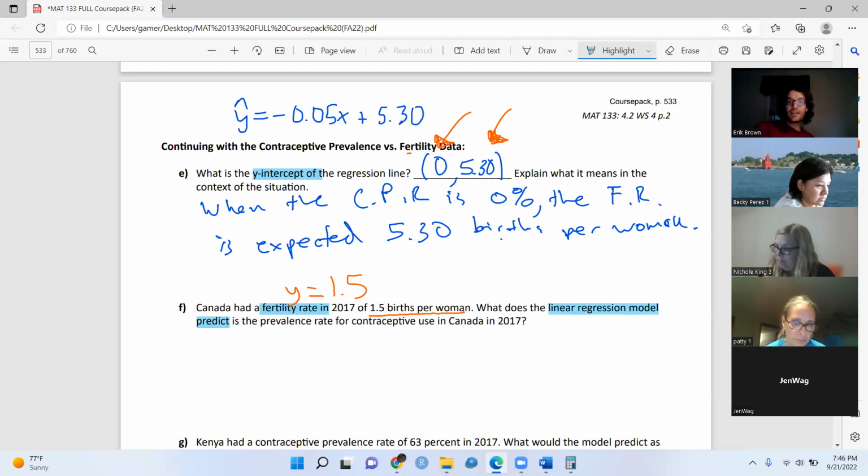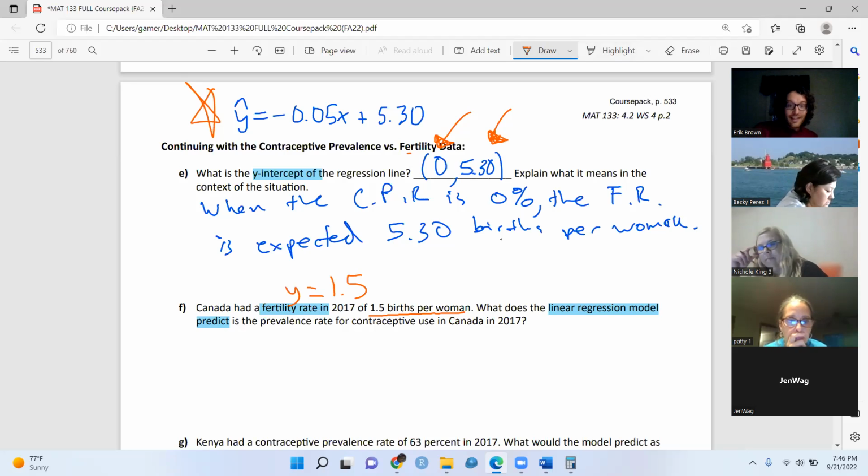This is saying, take that equation, this one right here, and figure out what it predicts the prevalency rate for contraceptive use in Canada to be, whatever that is trying to say. So pause. What is this variable, the prevalency rate for contraceptive use? X or Y? X. Okay. So that means we are going to do some sort of calculation that gives us the answer to that question.